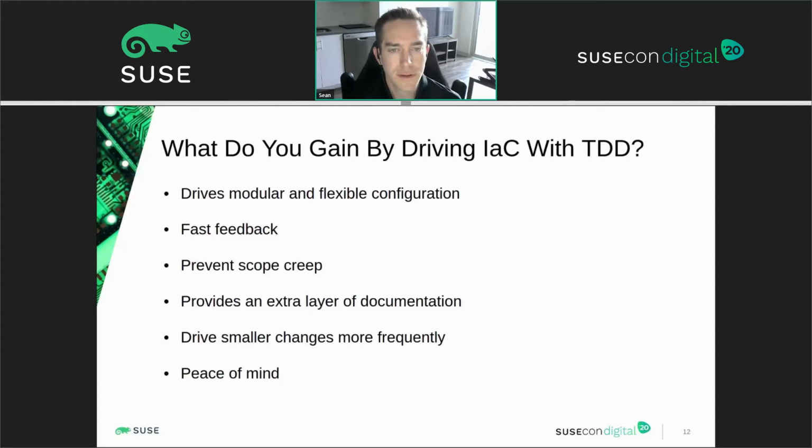TDD provides very fast feedback when something breaks, especially when it's tied to an automated CI/CD pipeline. So if something is broken or if a change breaks something, it can be caught pretty quickly in the testing phase. And it also prevents the issue from making it into production.